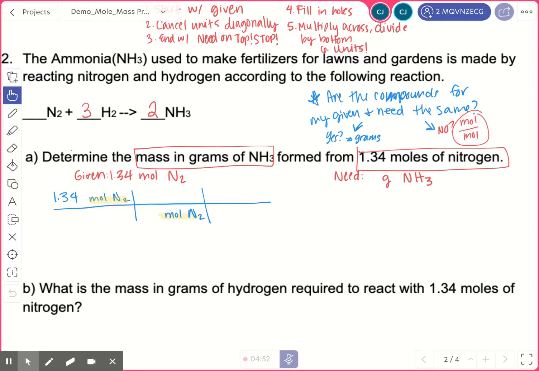This mole to mole bridge helps us go from one compound, I cannot spell today, to another compound, okay? So when we have mole over mole, it's going to help us go from one compound to another compound. And the way we're going to get there is by using the balanced equation.